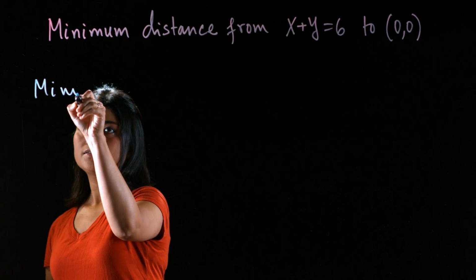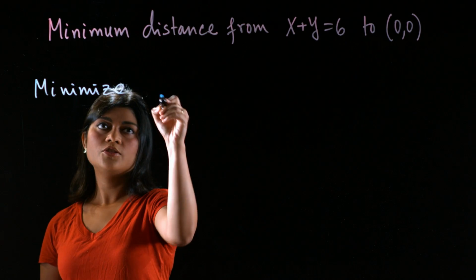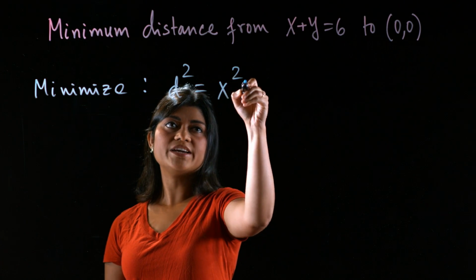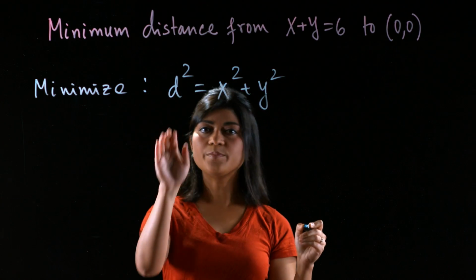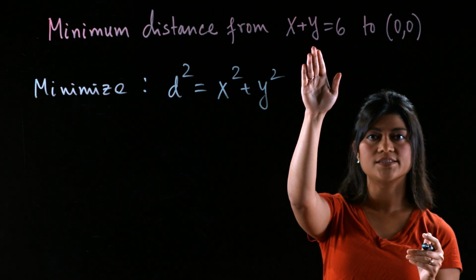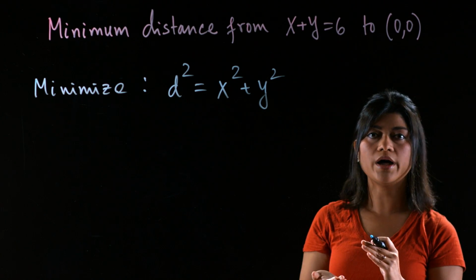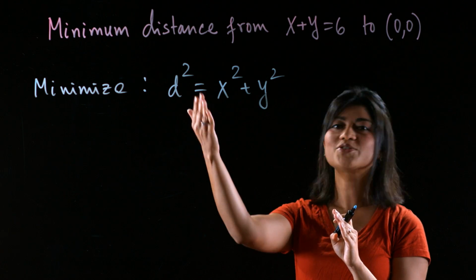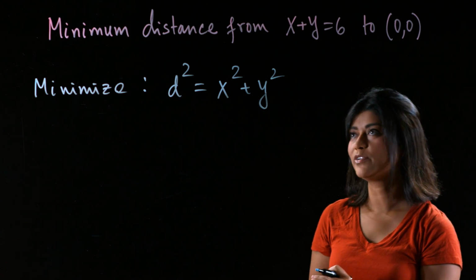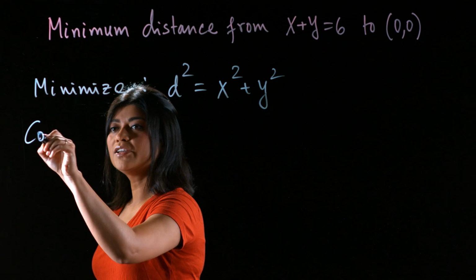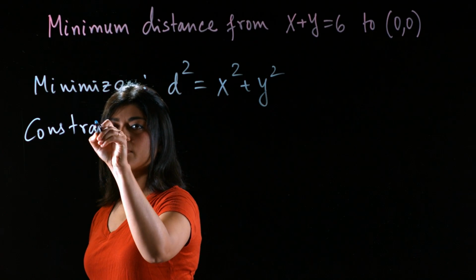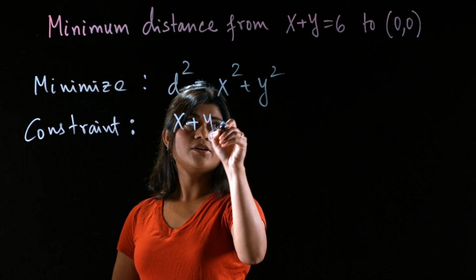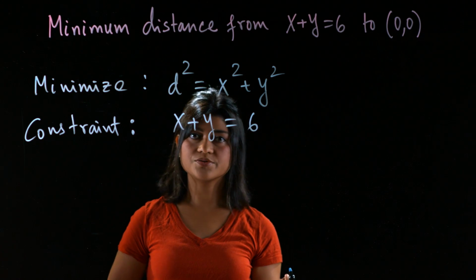So let's do that. Let's minimize not d but d square, and d square is given to be x square plus y square. And that makes sense because the distance of any point, say x comma y, from the origin is the square root of x square plus y square. So the square of the distance is just x square plus y square. And we have the constraint that the point has to be on this line. So this is our constraint that x plus y should be equal to 6.